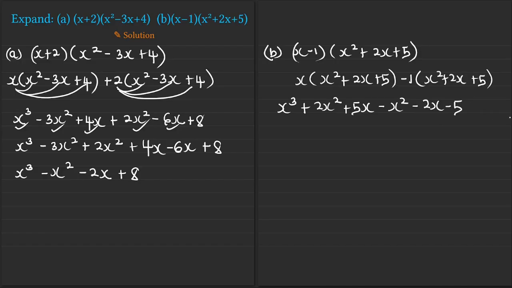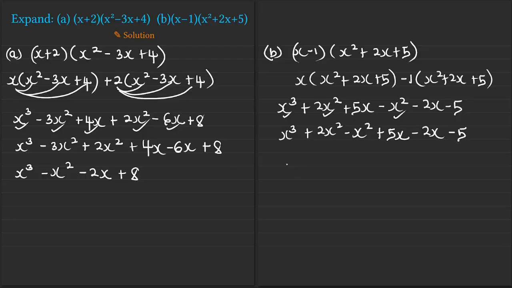So with that, we do our grouping of like terms. x cubed, this is written. Then we go to those of degree 2. So plus 2x squared, that is the squared, and then this as well, negative x squared. Then we come to that of degree 1. So plus 5x then minus 2x, and then our constant term, minus 5.